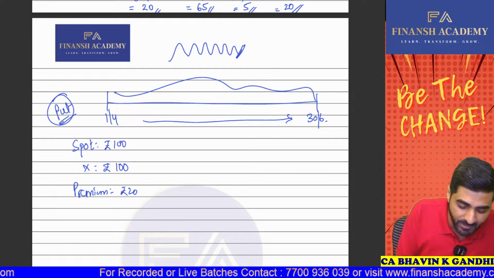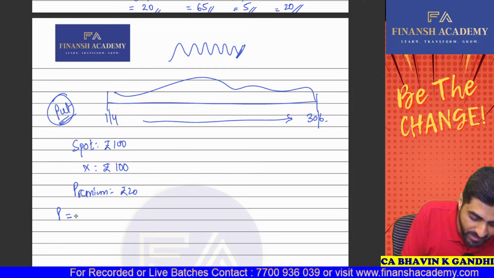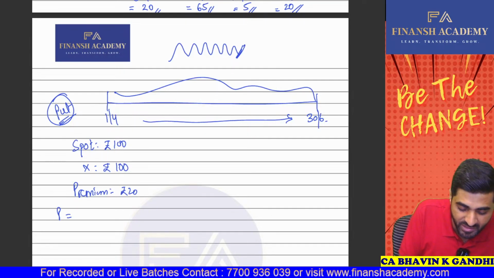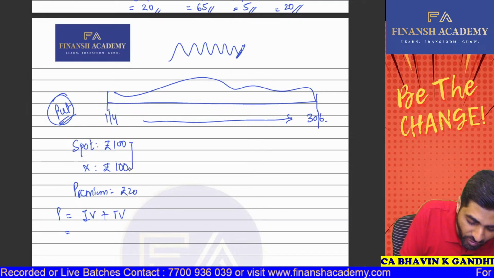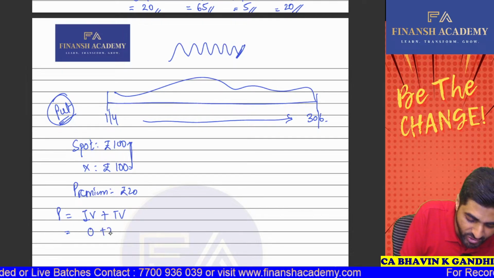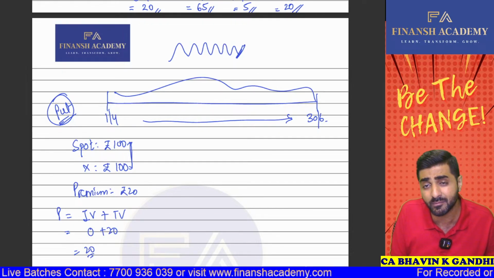So now it is very evident that the premium, the value of the put option, is nothing but intrinsic value plus time value. The intrinsic value of this particular contract is 0, and the time value is 20 rupees. So your 20 rupees is your premium.